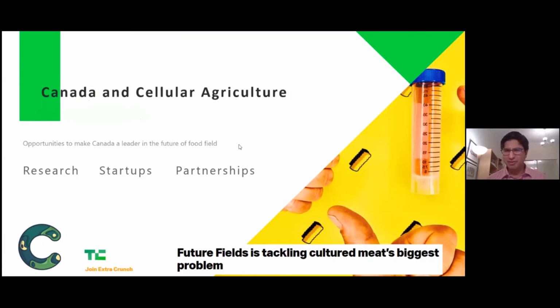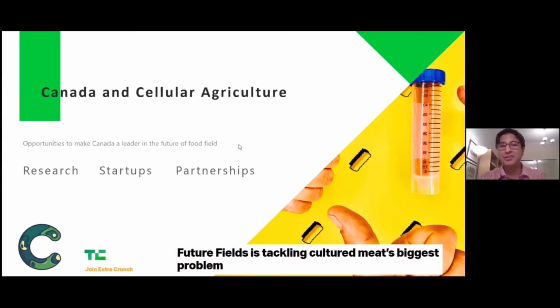So with the global growth of the field, what's happening exactly here in Canada with cell agriculture? Well, Canadians have played a big role in helping get the whole cell agriculture field to where it is today, but there's definitely a lot more to be done to make Canada a key hub for the field in the future. As the field grows, it's going to be important to develop a complete cell agriculture ecosystem to make Canada a leader in this future food field.